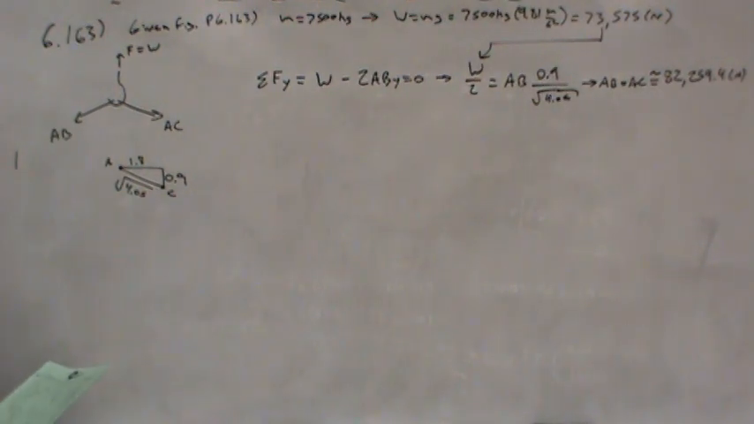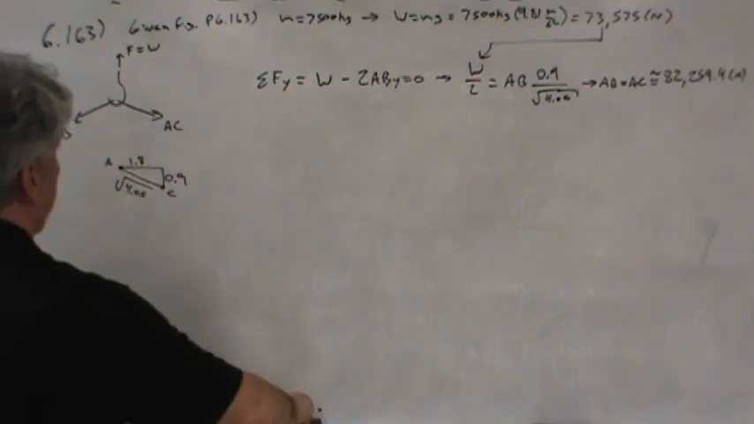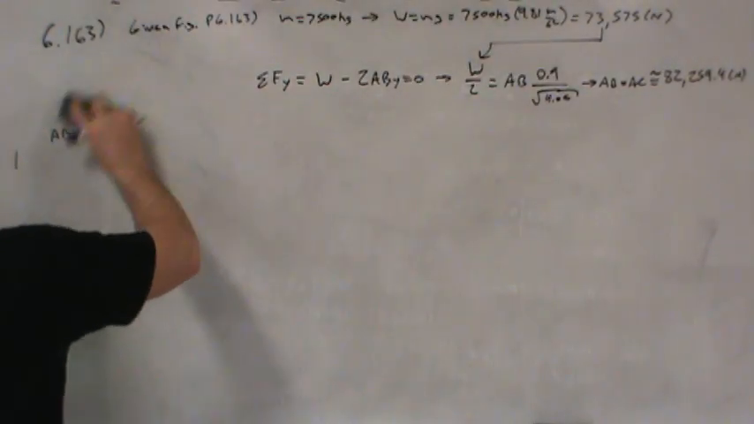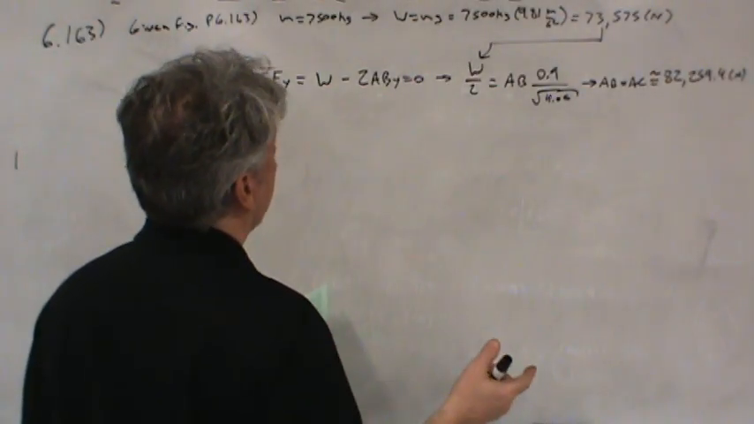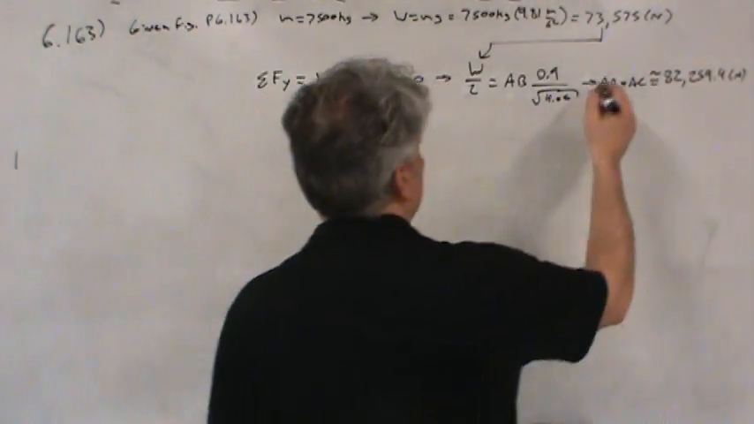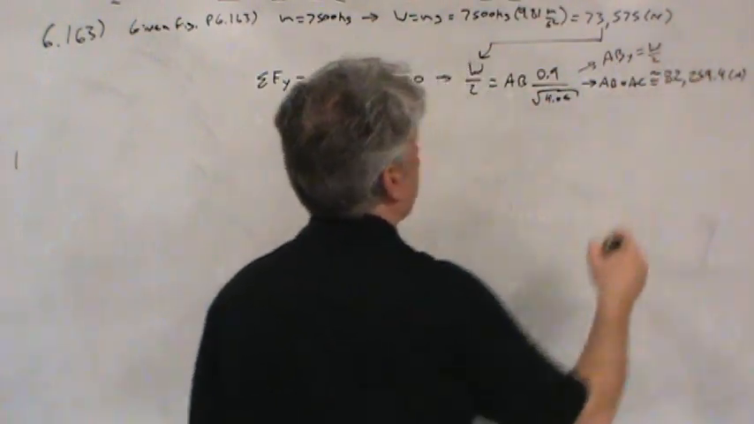Now, I am going to draw two other free body diagrams. The main thing I wanted to point out is that I know the force in AC and AB. We'll deal with that later. Which, by the way, ABY is just W over 2. Let's make a note of that. ABY is just W over 2, isn't it?